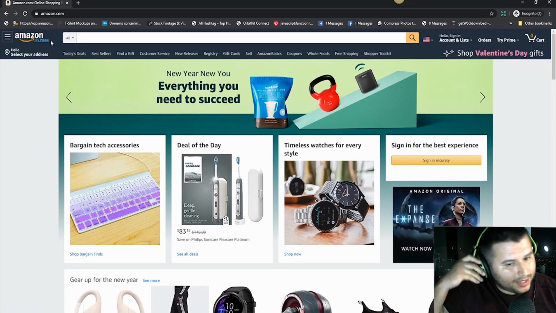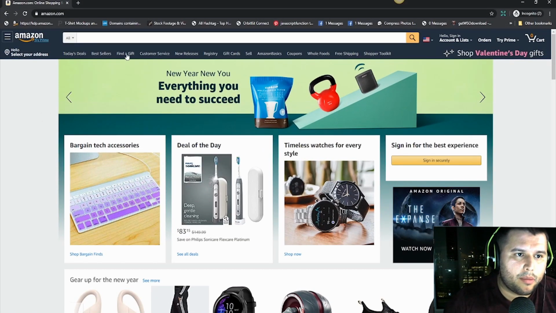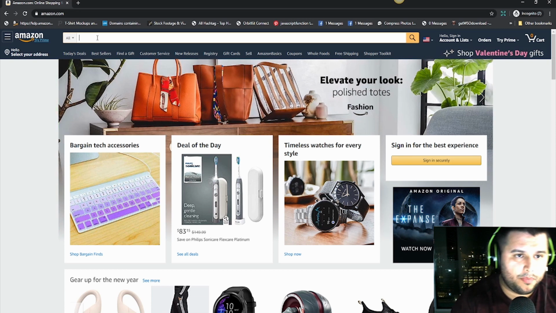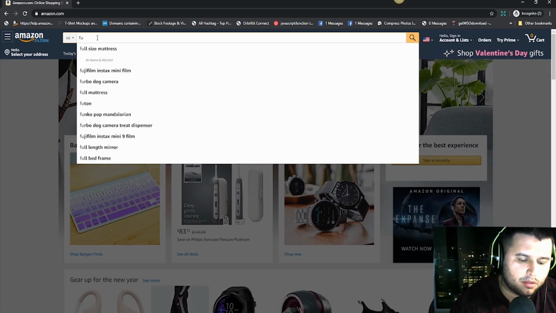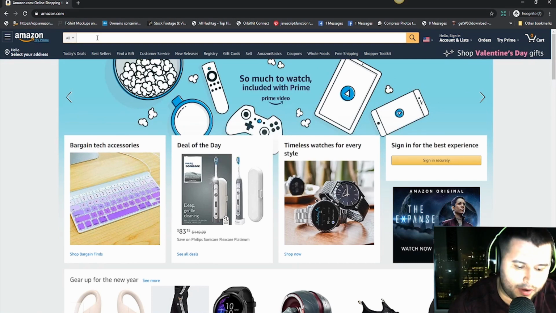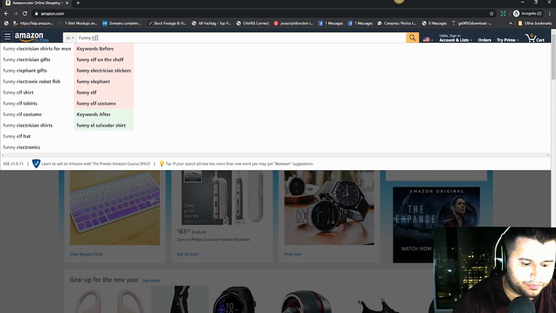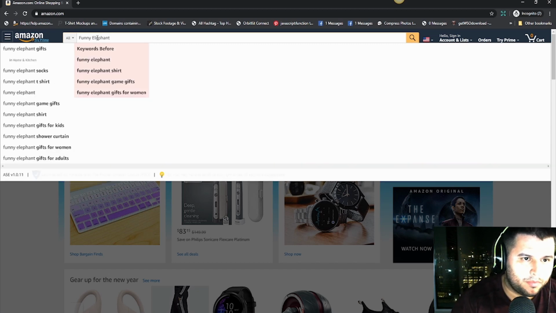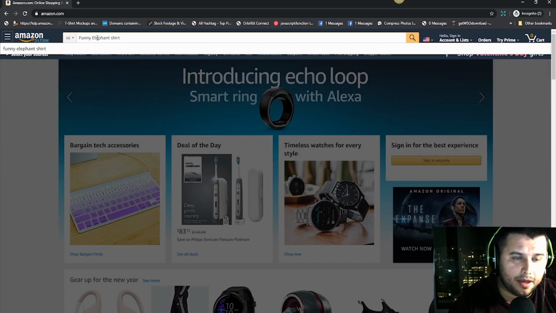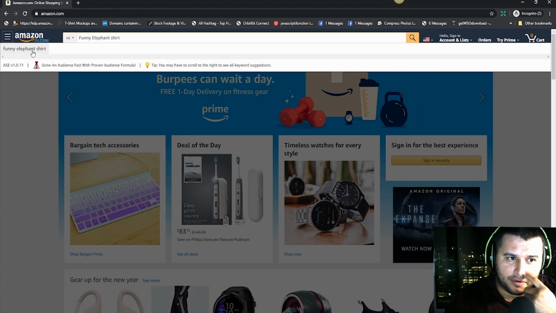Alright guys, so example time right here, and we're in the back end of Amazon, and as you can see, I'm in incognito mode. So the example was a funny elephant, right? So we're going to use funny elephant shirt. You can see that it's already auto populating for us right here too.